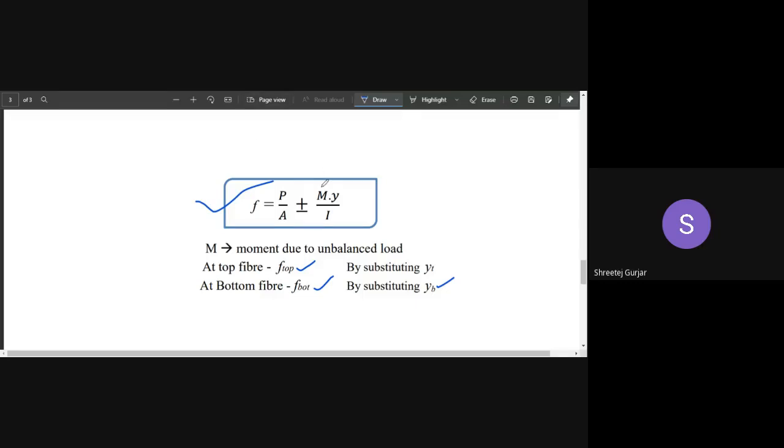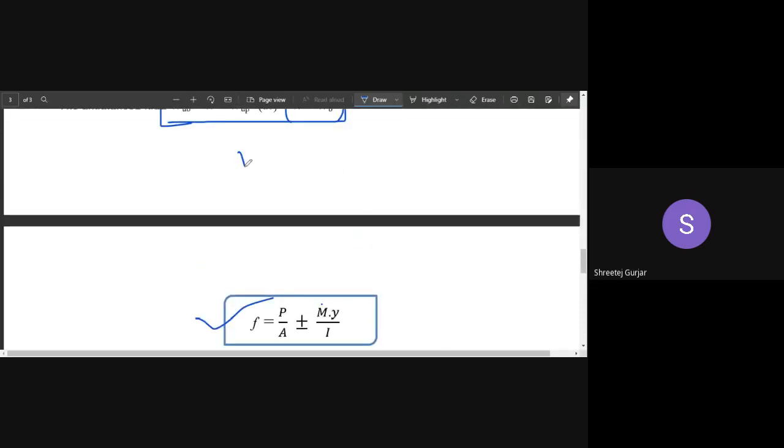Now this M over here, what is M? M is equal to the moment due to unbalanced load. So what is the unbalanced load? Unbalanced load is WUB. And what is WUB? WUB is your superimposed load W minus your balancing load, that is WB. We know all this.